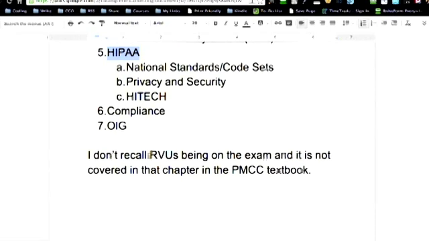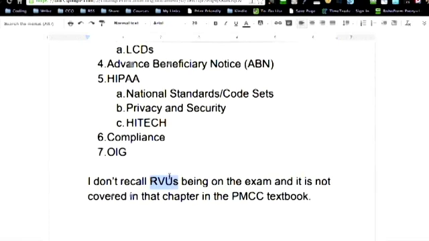And then she had also asked about RVUs. I don't recall that being on the exam. If anyone has recently taken the exam, put in the chat whether you remember a question on RVUs. We can't talk about specific questions, but I really don't remember them asking about that. But I did cover it on the other slide with the NCCI edits. It's a relative value unit, and it's basically a way to compare one CPT code to another to know the weight of it.